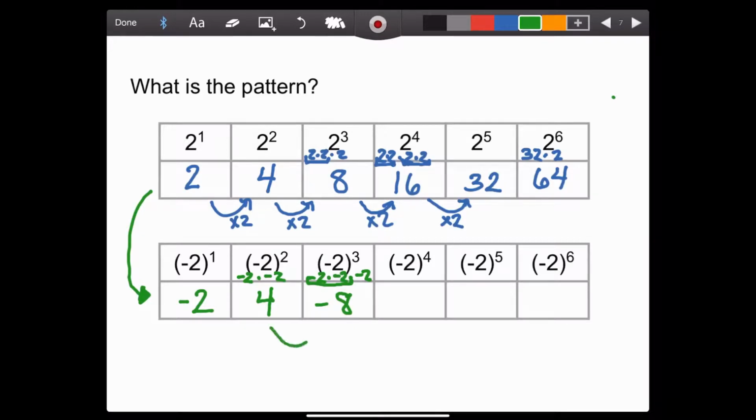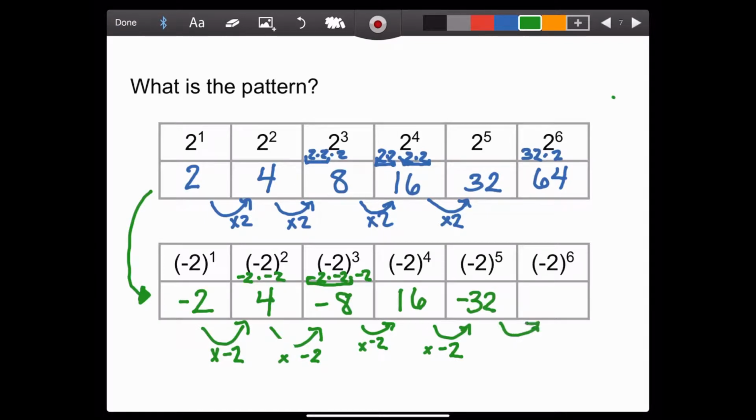Okay, so what's the pattern? I'm multiplying by a negative 2. I'm going to reset. Negative 2 each time, right? So a negative times a negative is a positive, so this time it will be 16. Then I'm going to multiply by a negative 2 again here, so it would be negative 32. And then I would multiply here times a negative 2, so I get a positive 64.